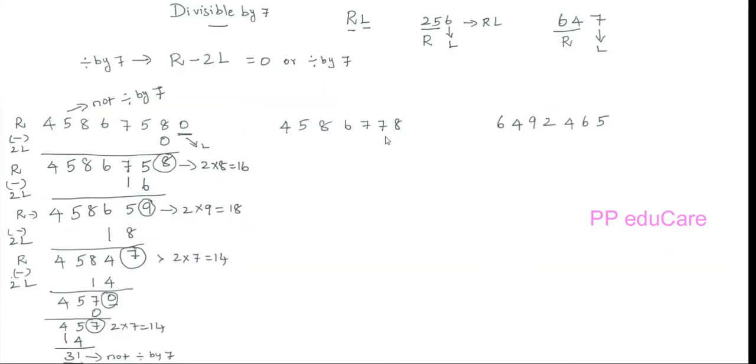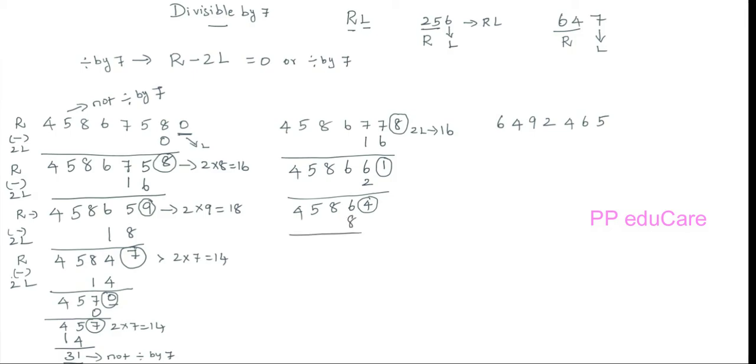Now look at the second example. The last digit is 8. Therefore 2L is 16. Subtract this 2L, that is 16, from the remaining digits. The resulting value will be 1, 6, 6, 8, 5, 4. Here the last digit is 1. Then 2L is 2. Subtract this 2 from the remaining digits. The resulting value will be 4, 6, 8, 5, 4. Now the last digit is 4 and 2L is 8. Subtract this 8 from the remaining digits. The resulting value will be 8, 7, 5, 4.